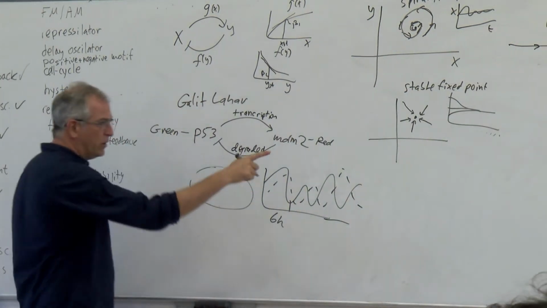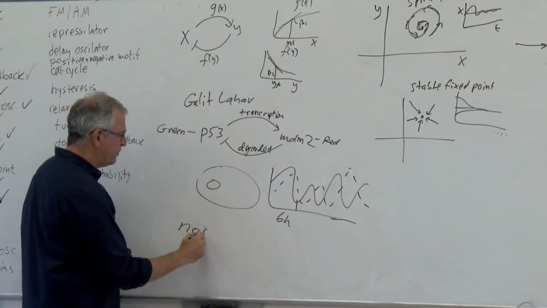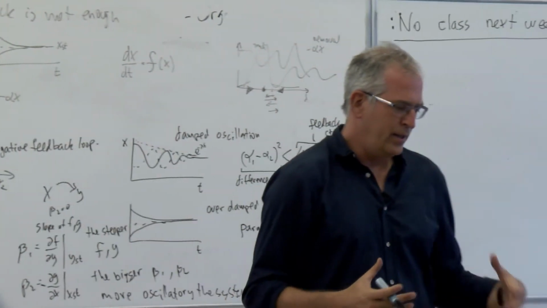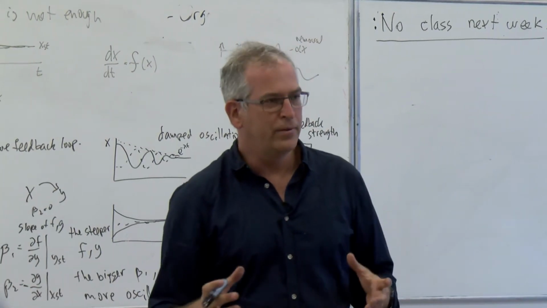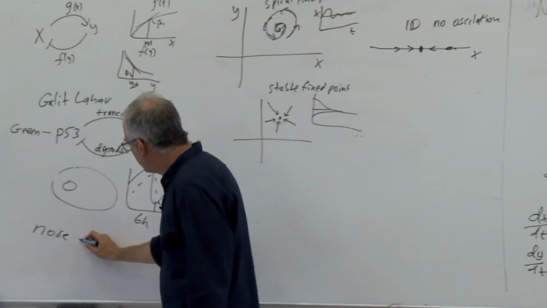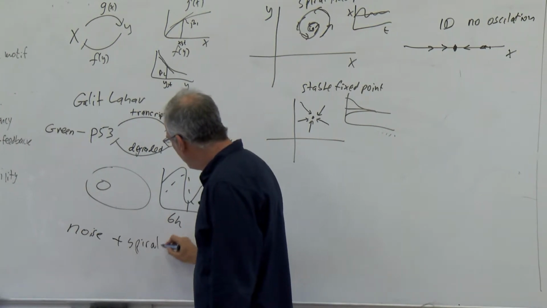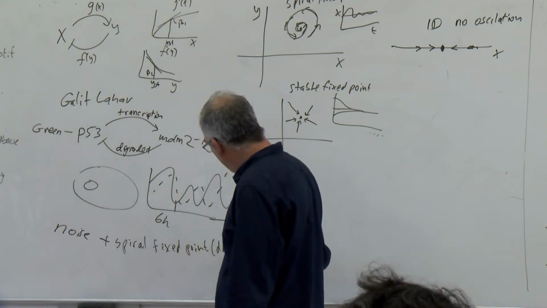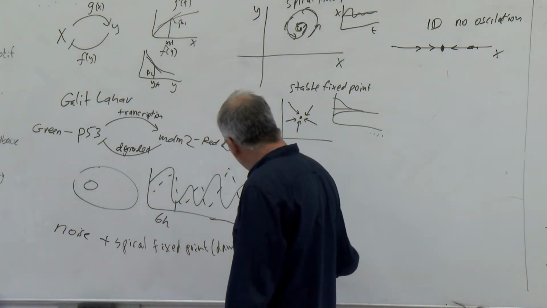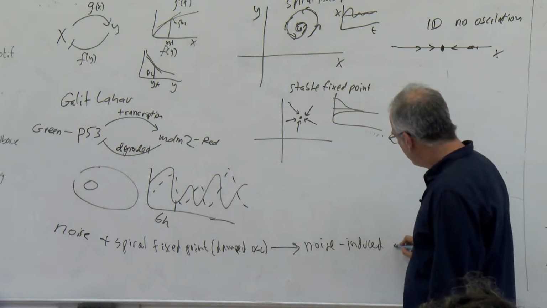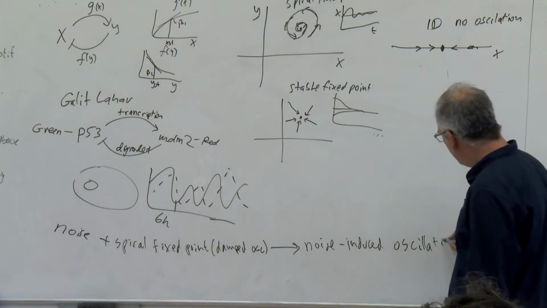But in all this discussion, we didn't add noise so far. Noise is, as I told you, when proteins are made, there's always randomness in this process. And when you add noise to a spiral fixed point or damped oscillation, you get noise-induced oscillations. Let me just explain that.